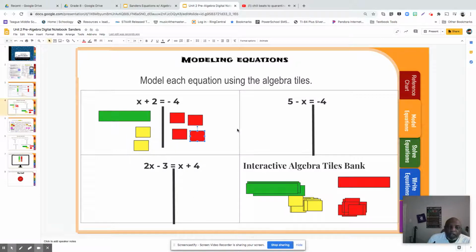You can pause the video here and use the algebra tiles bank to model these equations. I have another equation here. Of course, this is our goal for 8th grade, equations with variables on both sides. So good luck with that.